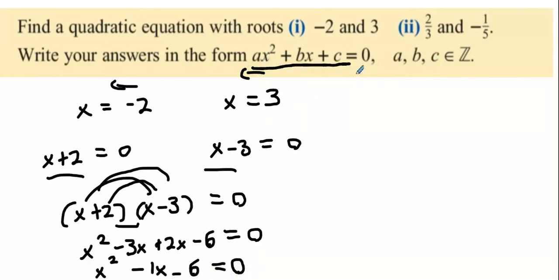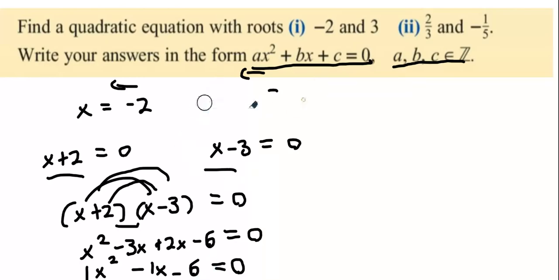See the way it's in the form of x squared, x, and a regular number? And all these are whole numbers. That's what A, B, C in Z means. It means they're all whole numbers. A is 1, B is minus 1, and C is minus 6, okay?